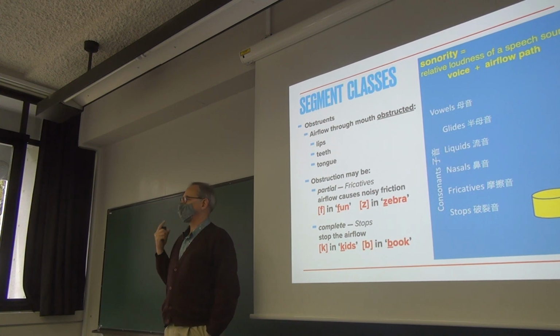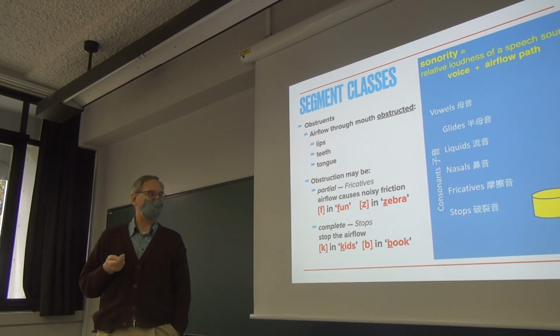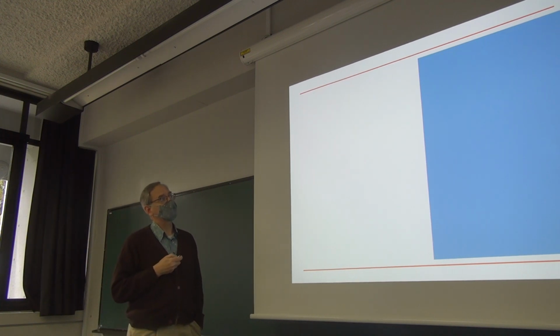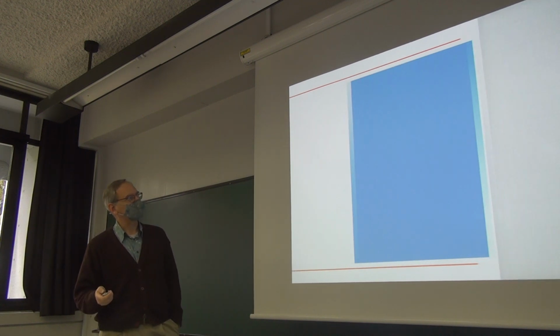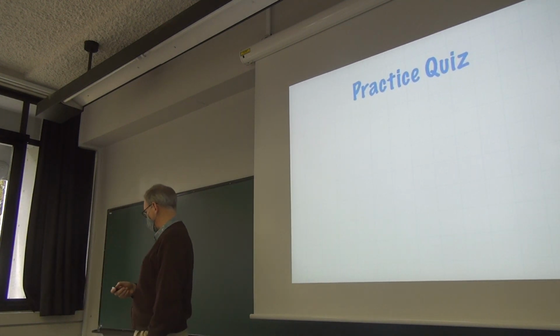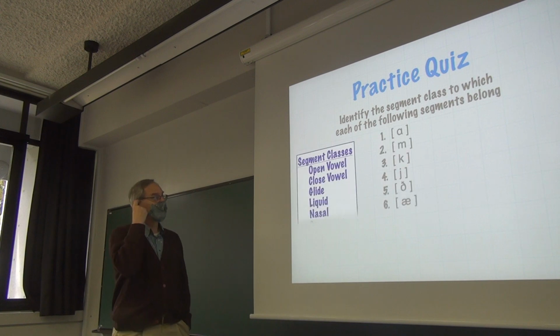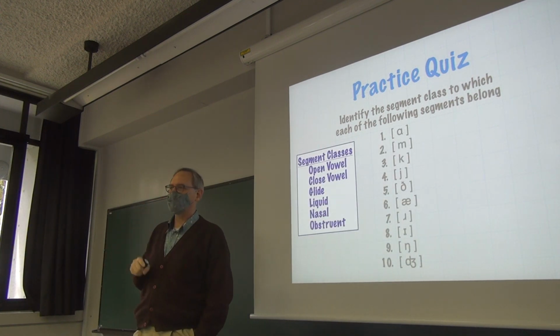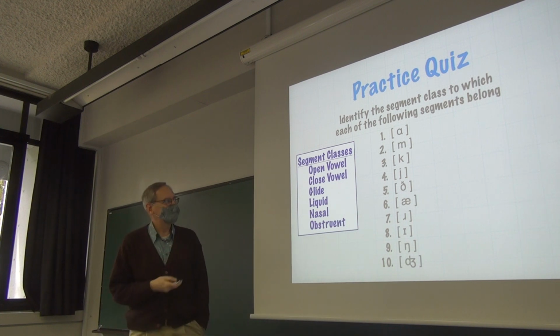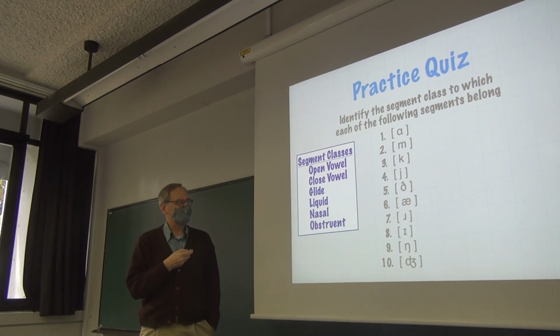Now that really is a review of some of the content that I introduced last week. Today we want to look in particular at something. Well, we'll do a little practice quiz. I've just identified 5 classes. So there are the open vowels, the close vowels and glides go together, liquids, nasals, and obstruents.